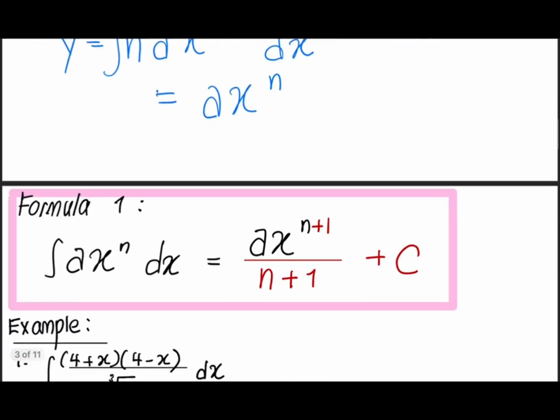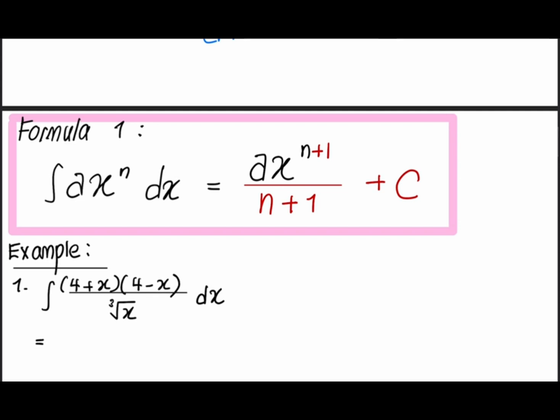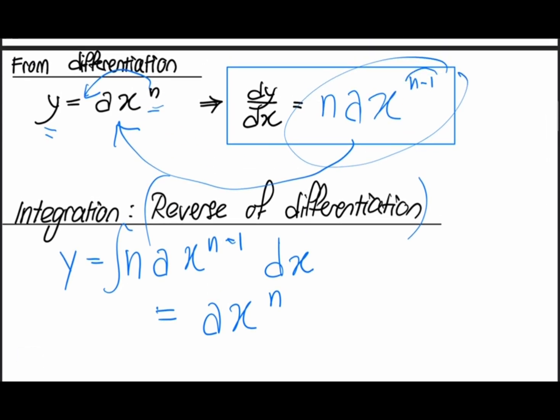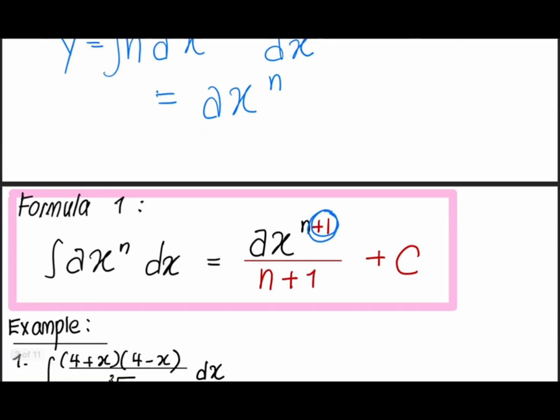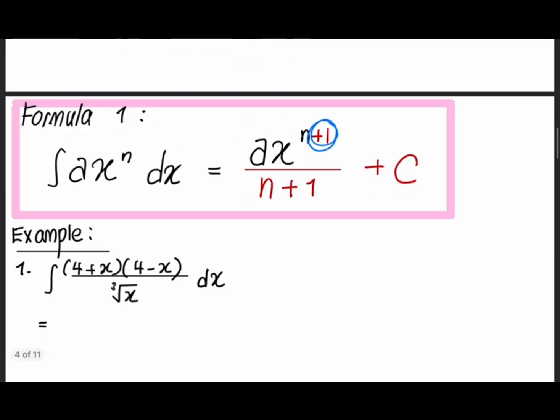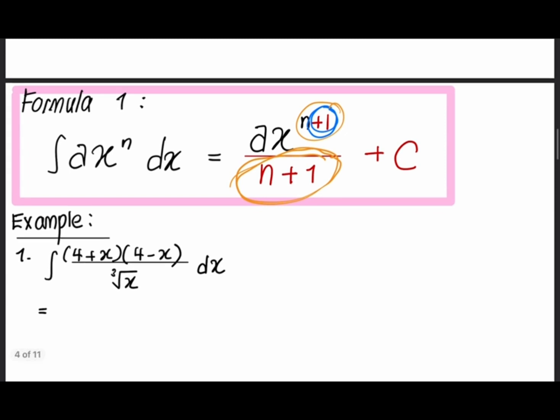For the first part, we already derived the first formula for integration. It's actually the reverse of differentiation from a x to the n. So when we integrate a x to the power of n, in integration the power is increased by 1. As you can see, in differentiation the power is reduced by 1. However, in differentiation we multiply with the original power, while in integration we divide by the new power, that means divided by n plus 1. For differentiation, multiply. For integration, divide. And we add a plus c here since it's indefinite integrals.